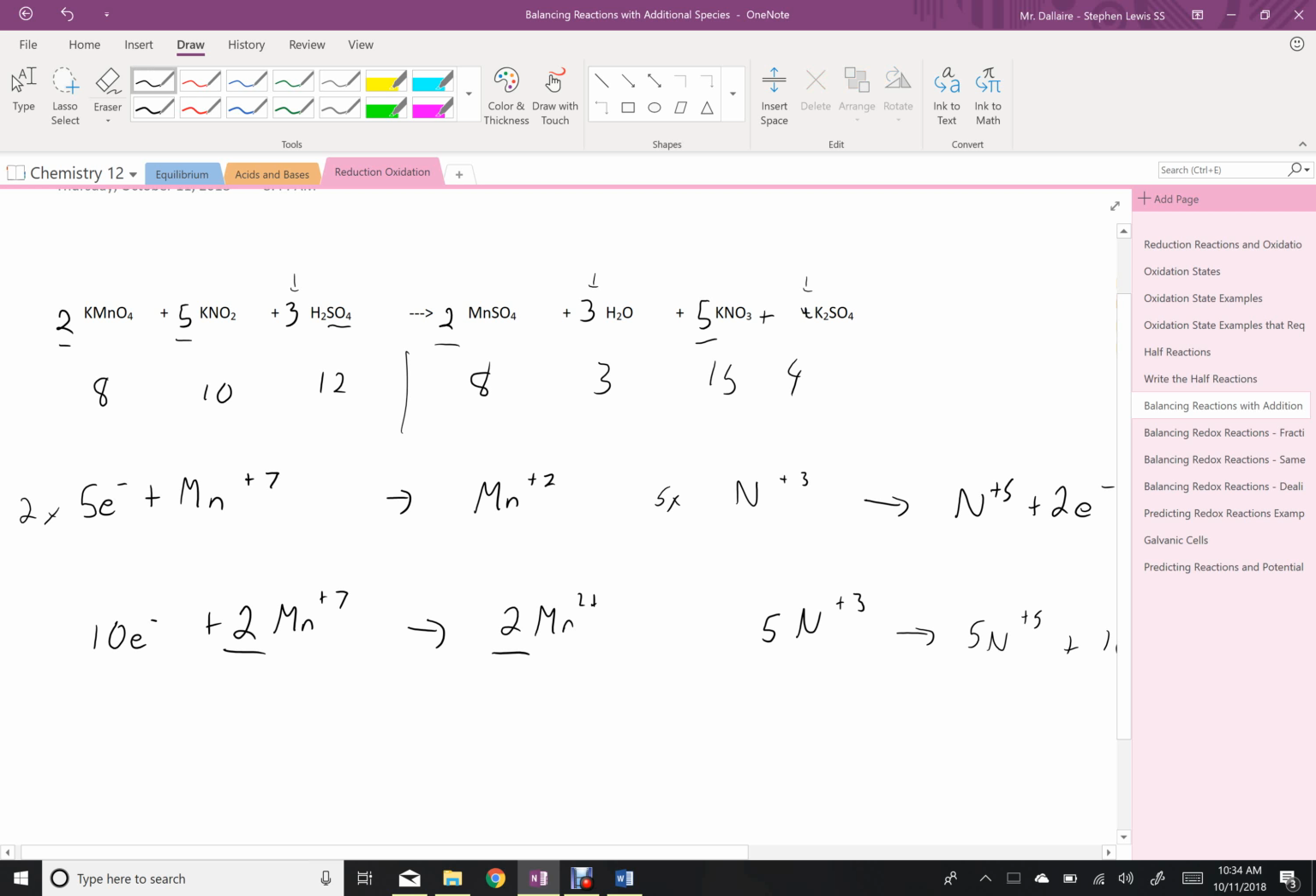So on this side, I have 8 plus 10 plus 12 is 30 oxygens. On this side, I have 8 plus 3 is 11, plus 15 is 26, plus 4 is 30. So my oxygens are good. I've balanced everybody. Everybody's done.